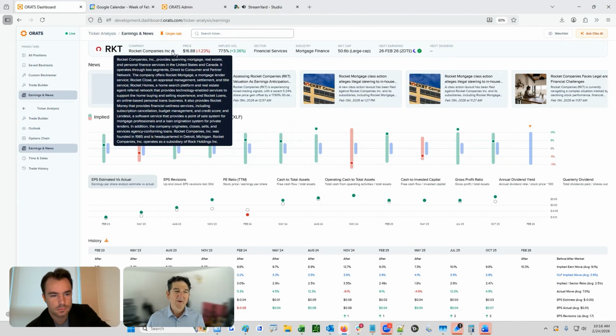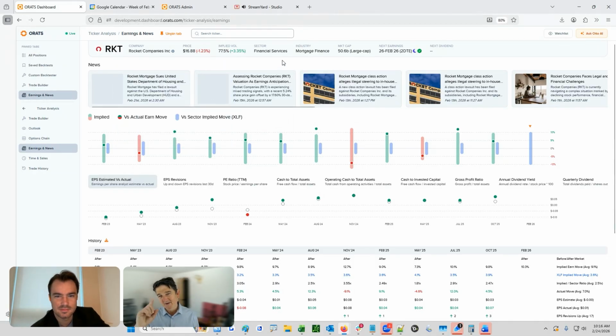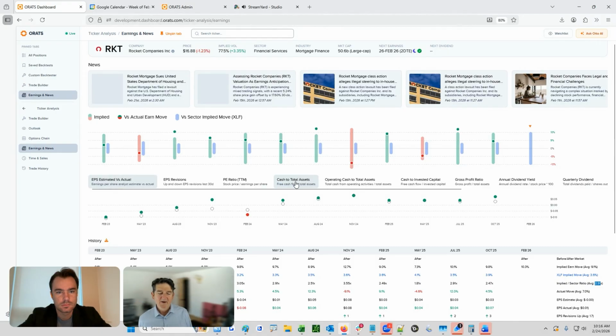Ricky Fowler won the Rocket Mortgage golf tournament, so a little bit of trivia for you there. But anyway, you could see Rocket Mortgage's implied sector ratio is 2.5, and you could then look back and see when it was high, when it was low, and did it pay off or not, right? That's kind of how I would use this type of analysis that we have in there now. So it's very cool.